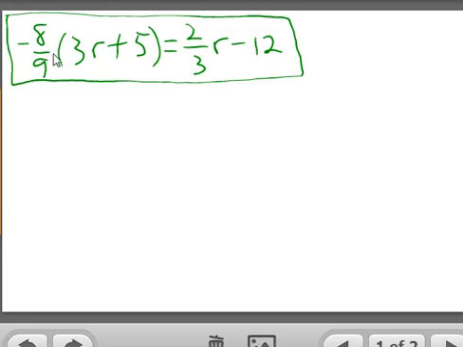Given that we have fractions on both sides of the equal sign and we want to solve this equation for r, we first think about finding the common denominator of 9 and 3. The common denominator would be 9. So we take 9 and multiply it by both sides of the equation so that we can eliminate the fractions altogether.